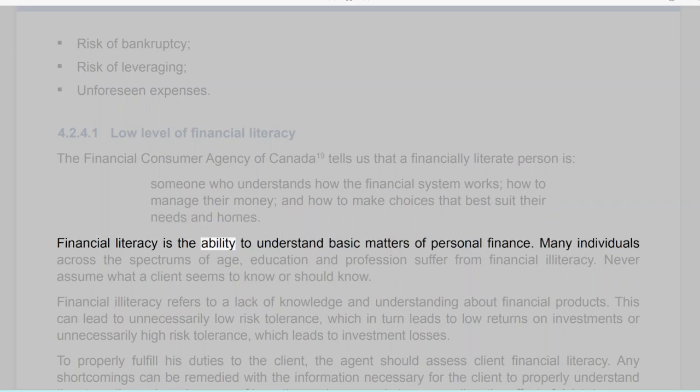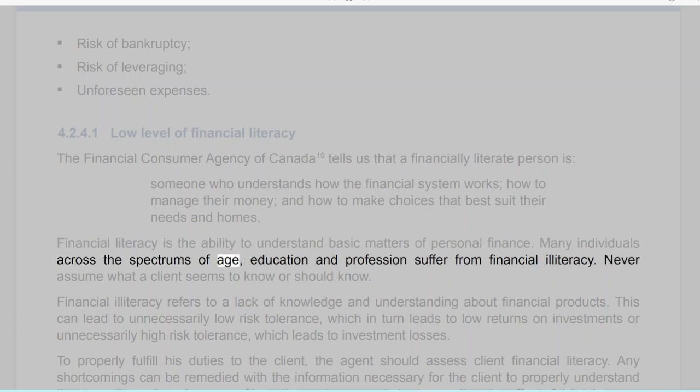Financial literacy is the ability to understand basic matters of personal finance. Many individuals across the spectrums of age, education, and profession suffer from financial illiteracy. Never assume what a client seems to know or should know.